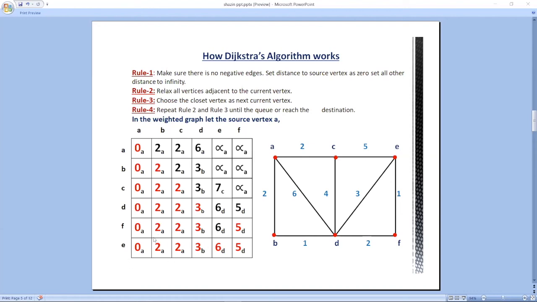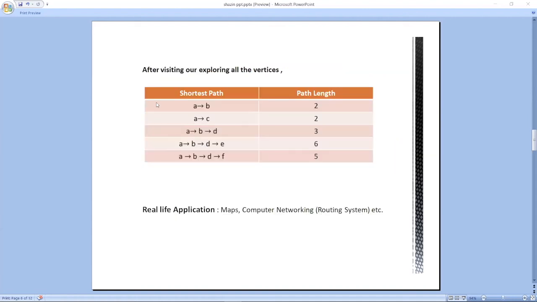Next, we will work with the E vertex. As I said, from E to E there is no distance, so 6 plus 0 will be 6. I have explored all the vertices A, B, C, D, E, F. Now on the next slide, after exploring all the vertices, we will see the shortest paths.